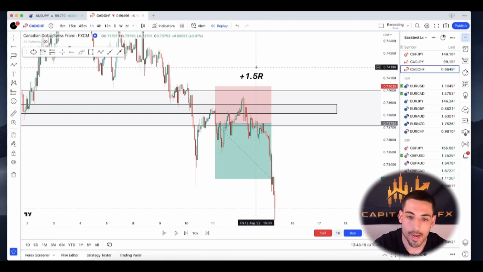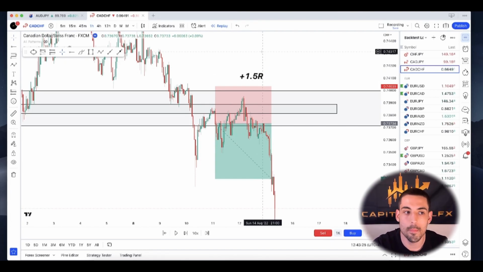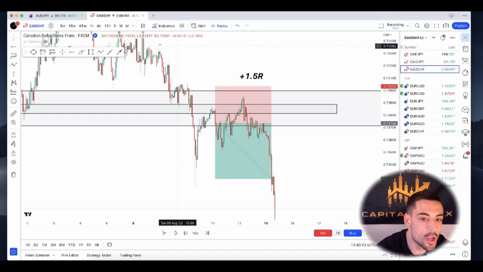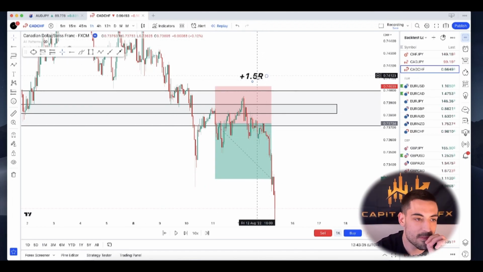But let's say we got plus 2R, just to make it way simpler. If we risked 2% on that account, we would make 4% back. So a unit of reward is basically just the multiplier of what you're risking on that exact given trade. So we can see this would be plus 1.5R.